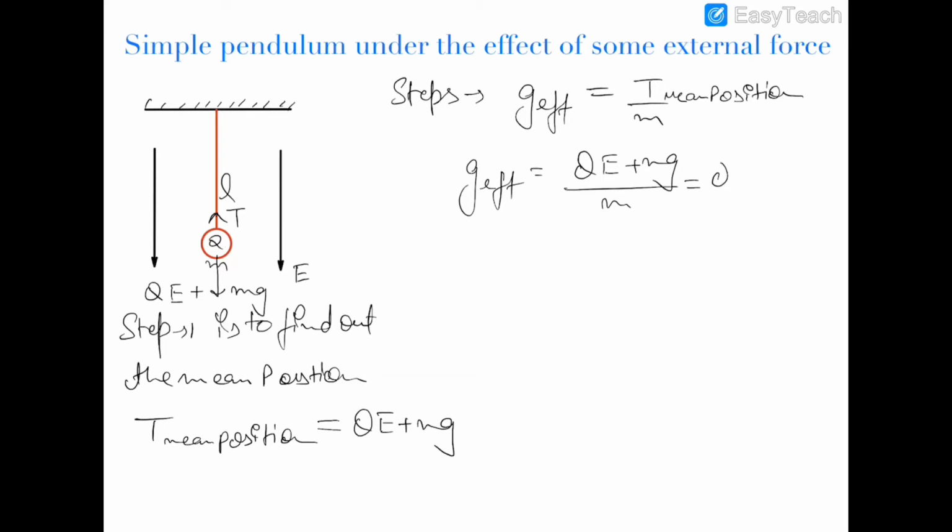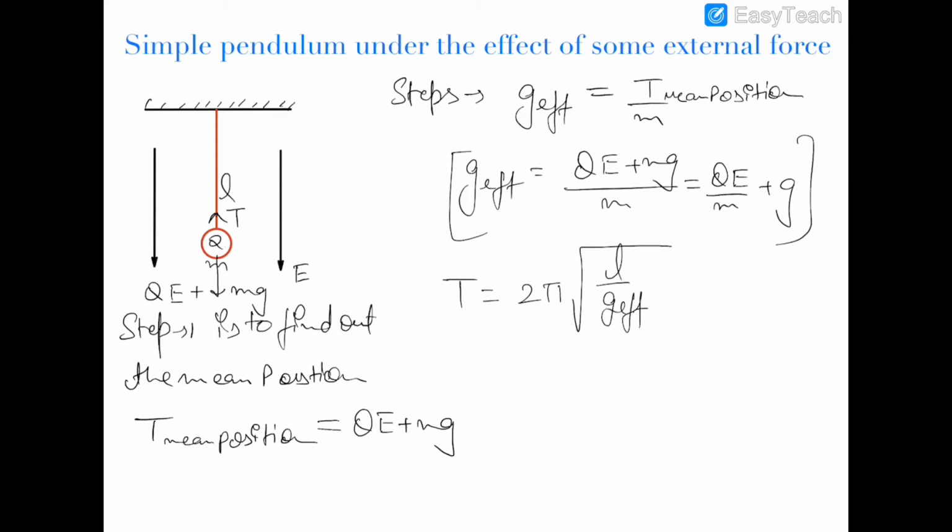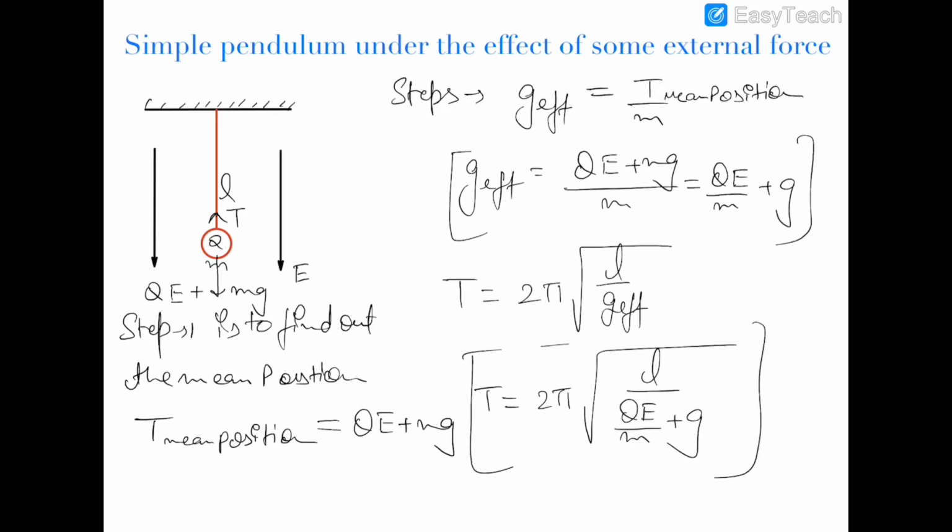So g effective would be qE by m plus g. So this is the effective acceleration due to gravity. Now we can write down the time period of a simple pendulum as 2π under root L by g effective. So T is equal to 2π under root L by g effective, which is qE by m plus g. So this is the time period of this simple pendulum when some external force is acting on it.